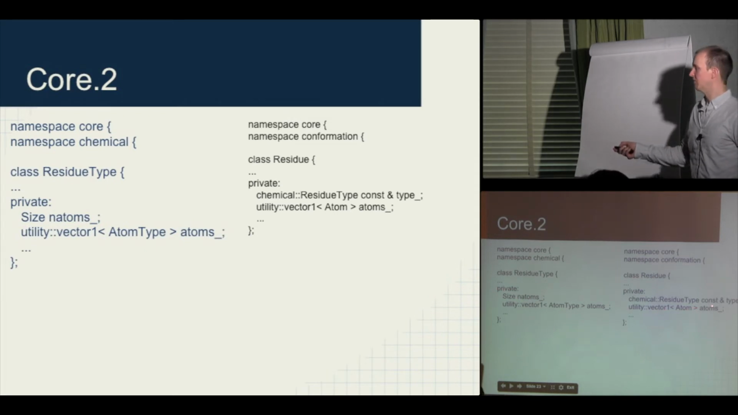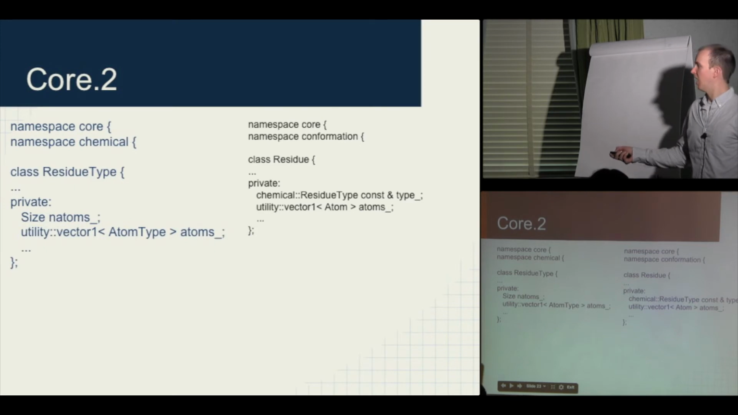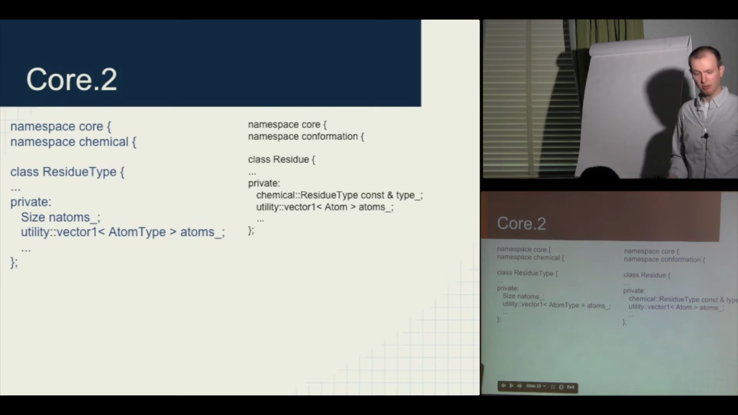So this bit of conformation information, like the coordinates, corresponds to information out of residue type, because these two data structures share a common indexing. So you can ask for atom 5 from a residue, and then get the abstract information for atom 5 in the residue type.